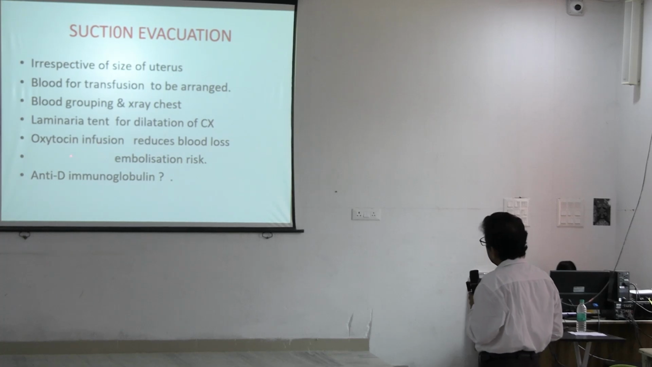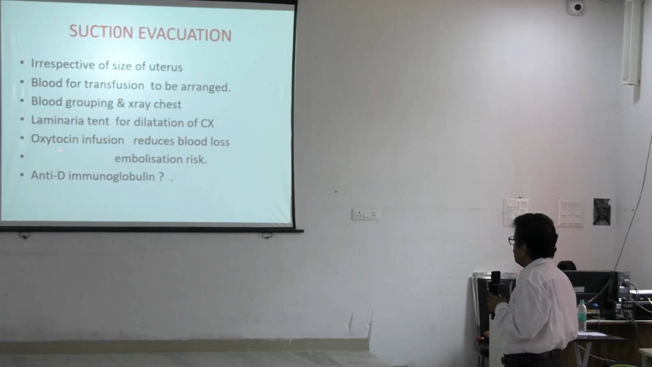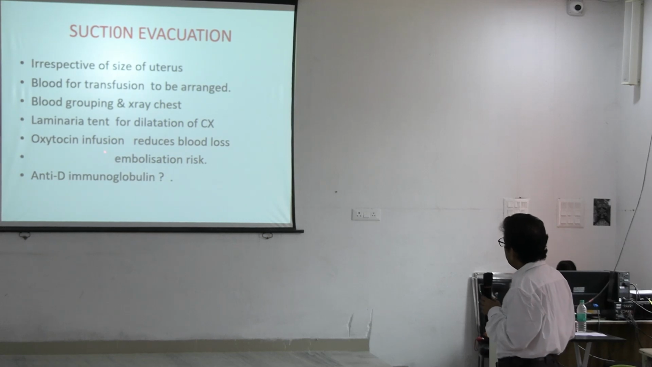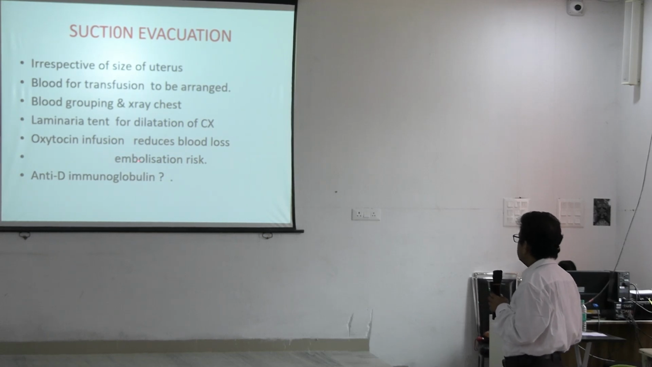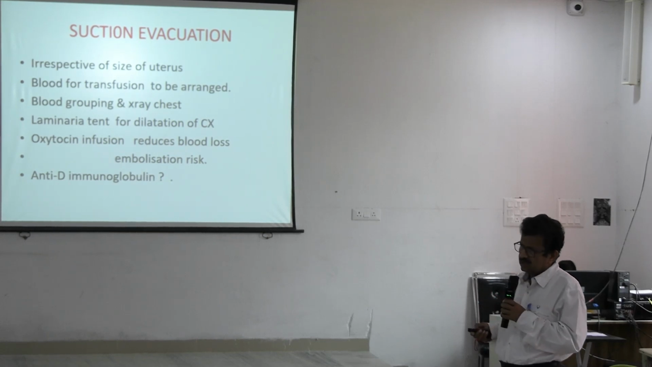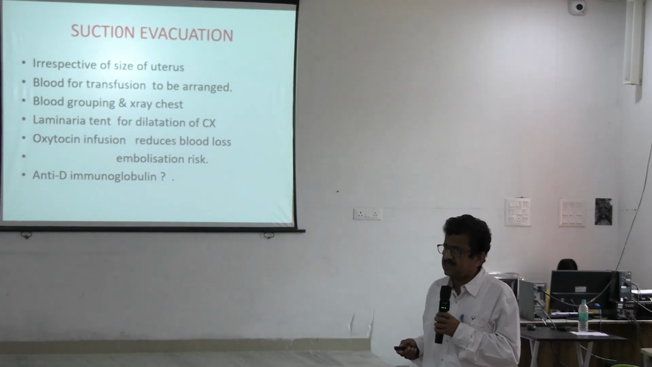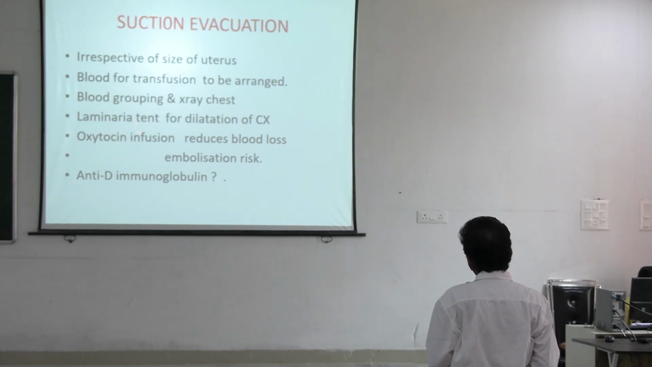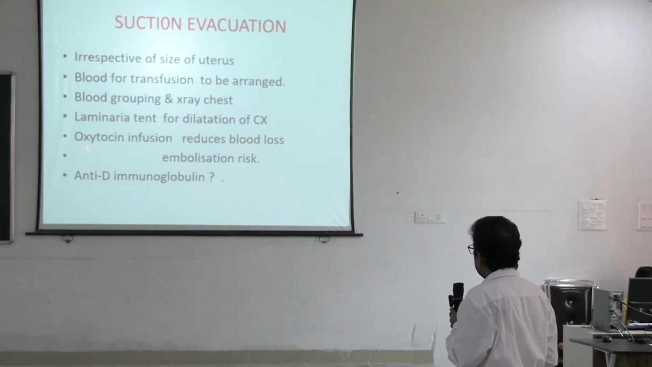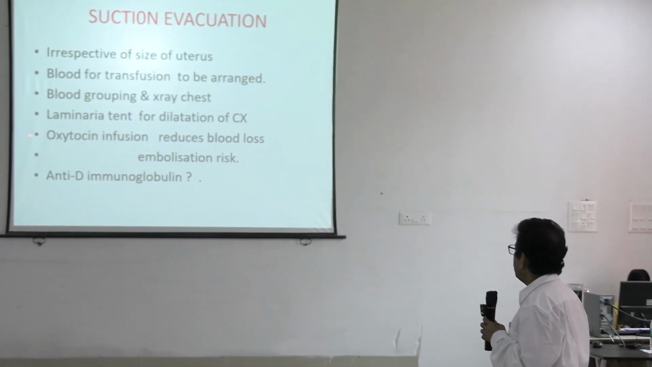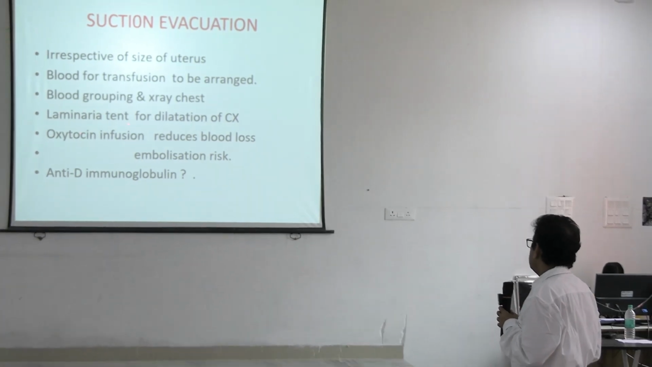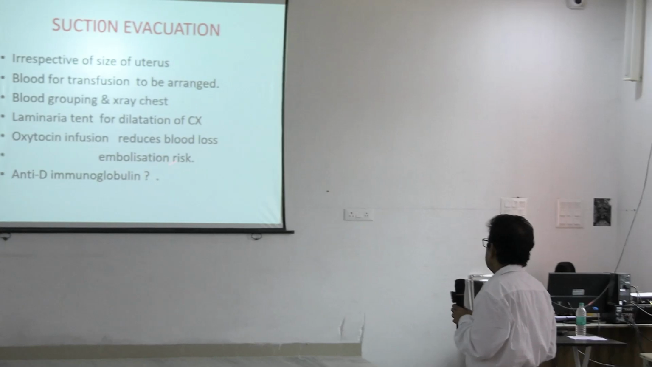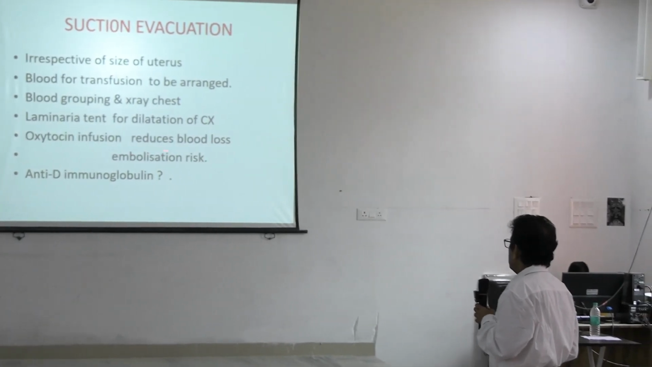Arranging a blood transfusion is a must. Though if you give oxytocin infusion, because of the contraction of the uterus, the molar tissue may enter the circulation, and that is the risk of embolization. So there may be pulmonary metastasis because of the oxytocin. So we usually do not rely on oxytocin for expulsion, but we take the help of oxytocin to reduce the blood loss during our suction evacuation procedure.